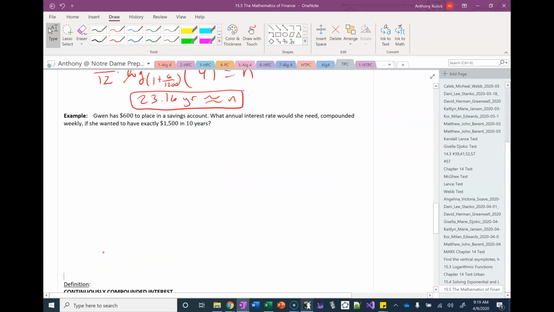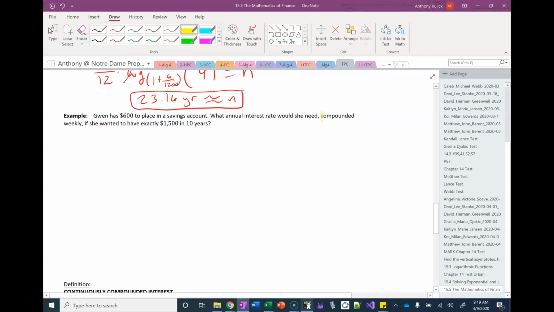Okay, one more example using compound interest, and we'll move on to the next topic. Gwen has $600 to place into a savings account. What annual interest rate would she need compounded weekly?